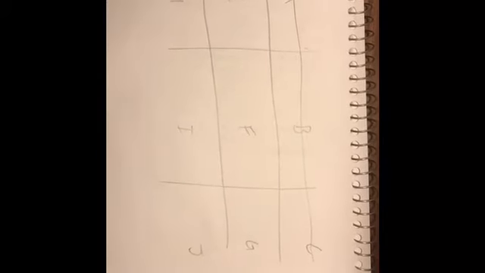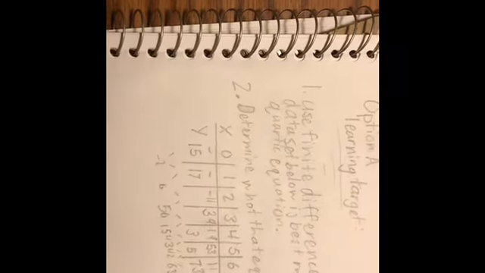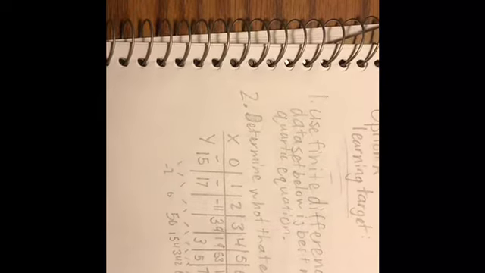And today we are going to be taking a look at quartic and cubic functions, examples A through C. Alright, so for this first option, option A, our learning target is to be able to use finite differences. For this problem, we are given this chart, and we have to figure out which model is better, a cubic model or a quartic model.